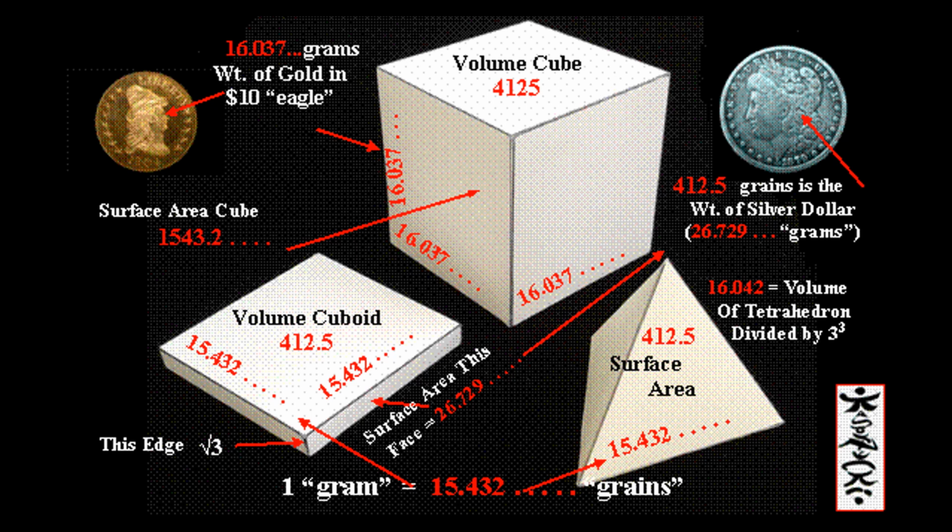To the left is the $10 gold eagle, equal in value to 10 of the silver dollar coins. Its weight in grams is 16.037, which matches the edge length of the cube. And as previously noted, the gram-grain ratio is 15.432 grains to every gram. And now this ratio is mirrored in this cube's 1,543.2 surface area.